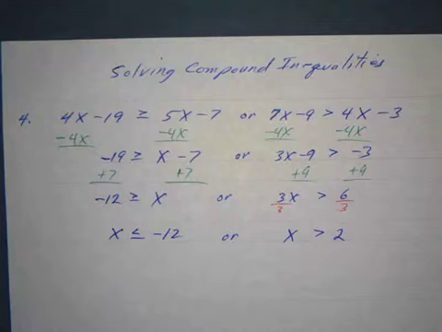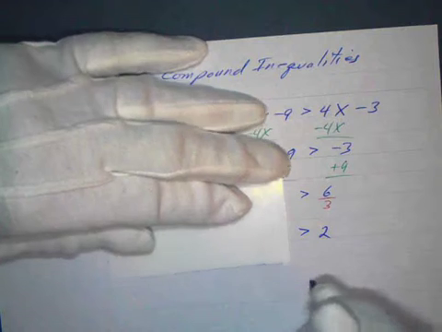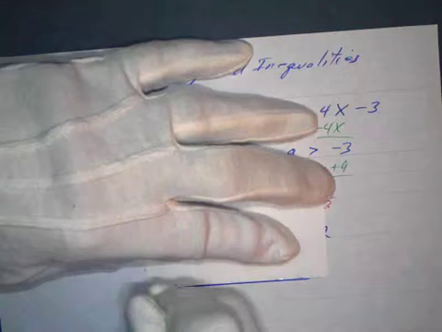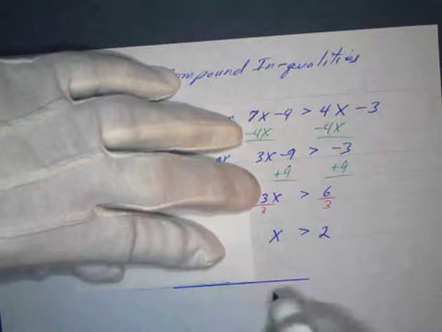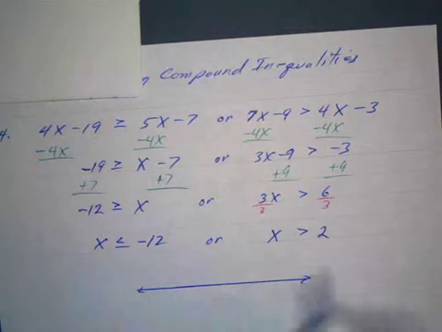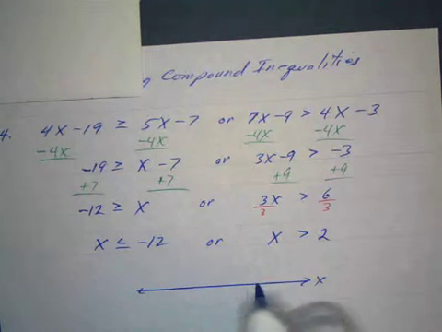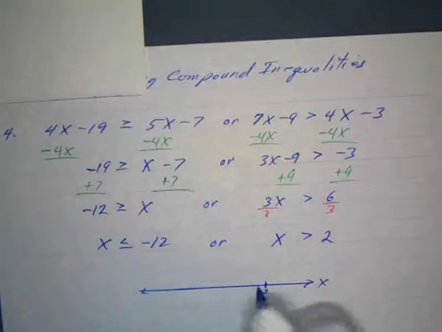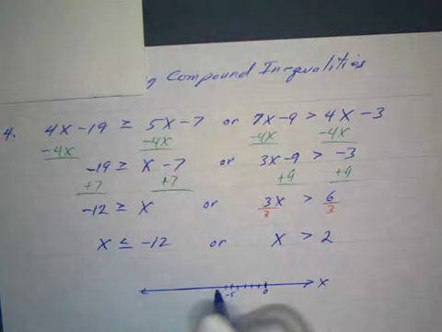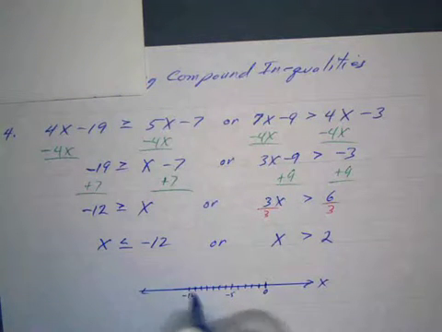Okay, so I'll draw my number line. Make it a little bit longer, I think. Here's my x. And I've got 2. I've got to go out to negative 12. I'd like to keep the scale relatively consistent, so I'll make this 0 and then go 1, 2, 3, 4, 5, 6, 7, 8, 9, 10, 11, 12, negative 12.